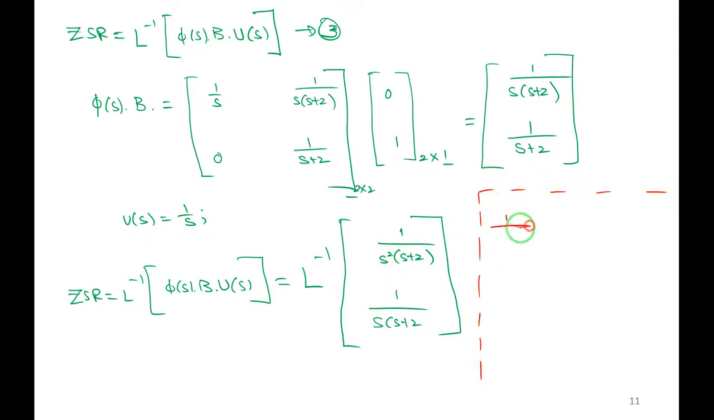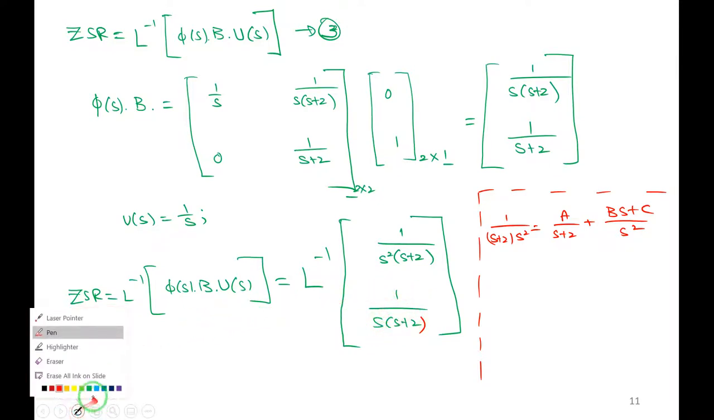So 1 by s plus 2, let me write it like this, into s square. I can write it as A by s plus 2 plus Bs plus C divided by s square, right? You know how to find the values of A, B, C and substitute directly. This one you know, so by partial fraction expansion I can find A, B, C. Similarly for this one I can find it by making use of partial fraction expansion.